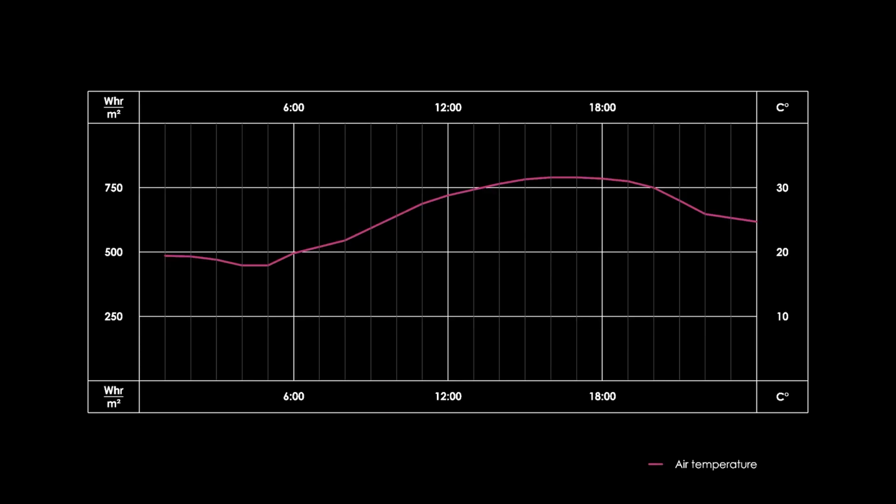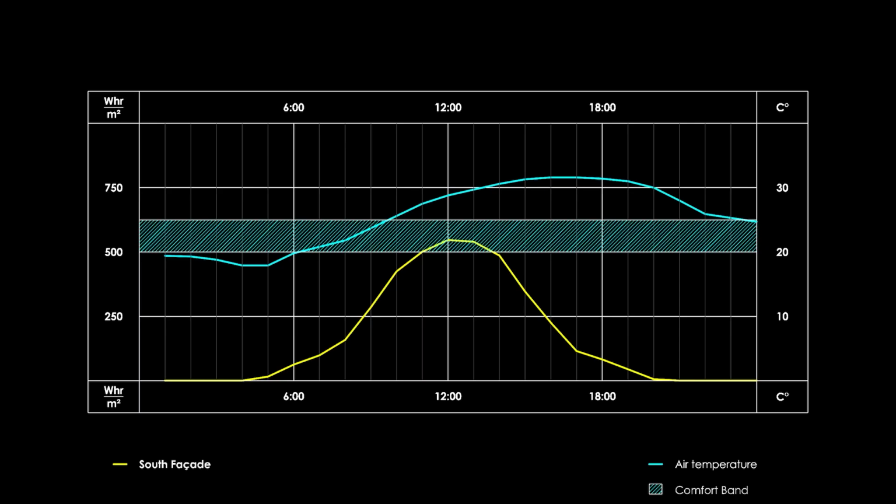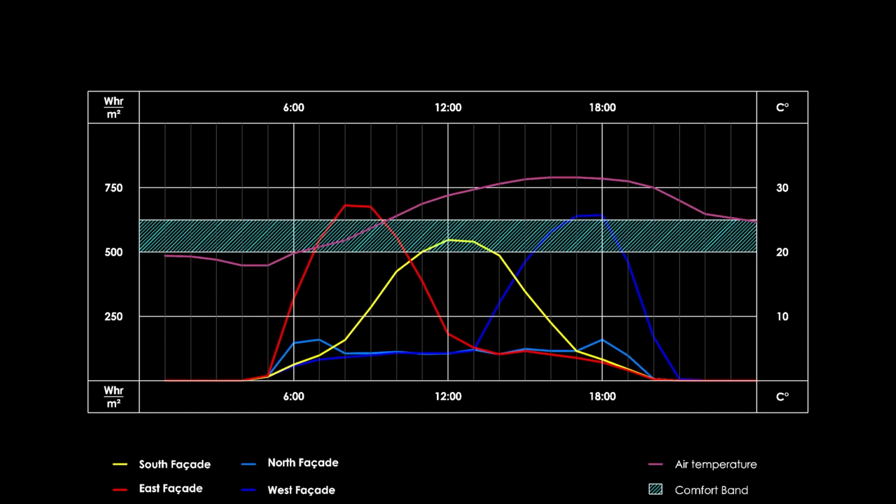Take a look at this other graph. Here I plotted the temperature of a warm and sunny day in August. In my graph you can read the time of the day in hours on the x-axis and the temperature on the y-axis on the right. For that particular day, I calculated the solar radiation falling on each of the different facades. And you can see the intensity on the left. Here are the values for the radiation falling onto the southern facade. Now the east, north and west. Can you see the elephant in the room?